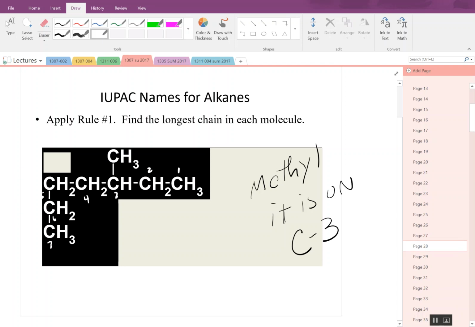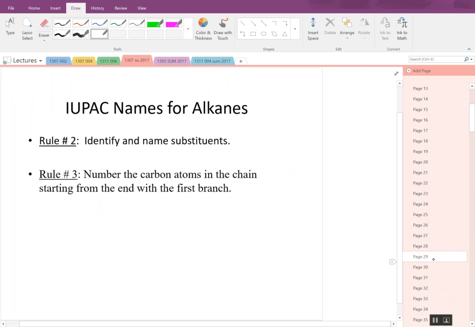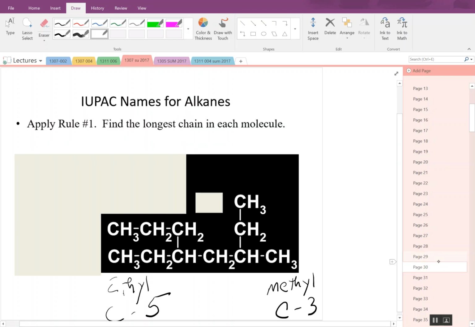Okay, now, how do we piece together the final name? Identify and name substituents, and number the carbon atoms in the chain. The methyl is on carbon 3, the ethyl is on carbon 5. So this is carbon number 1, because that gets us to this methyl group quicker.